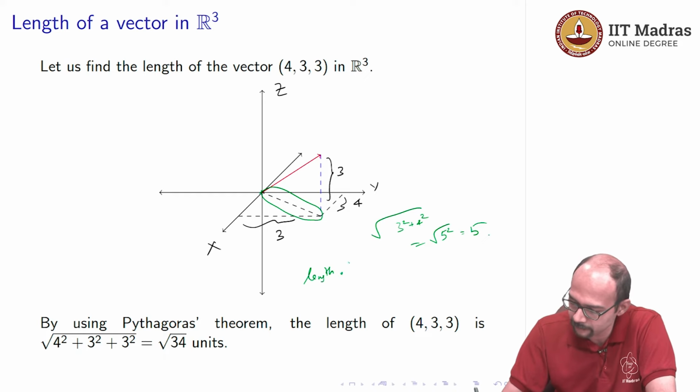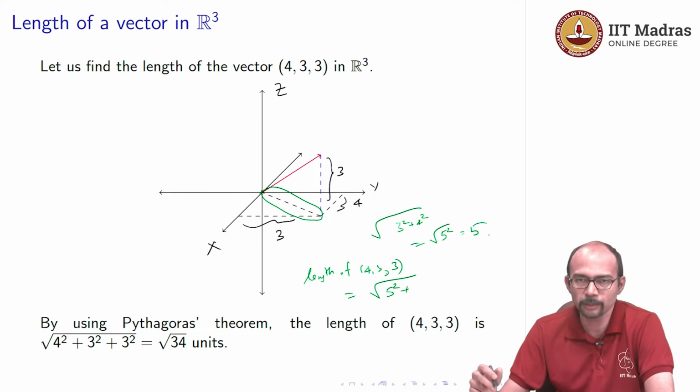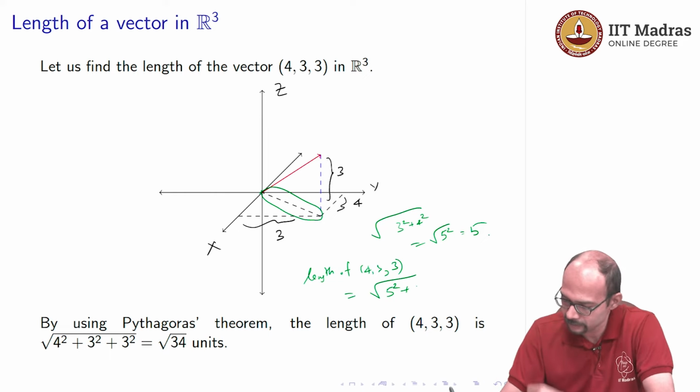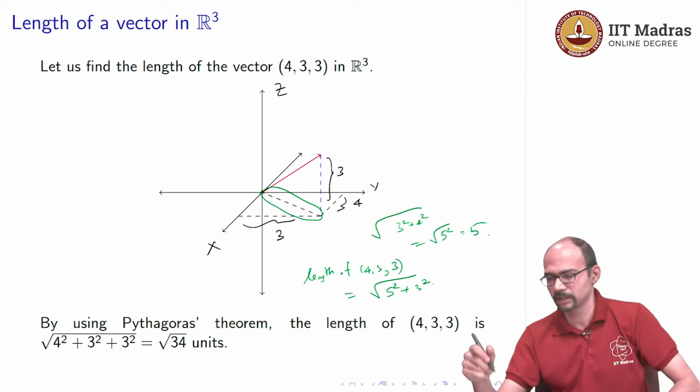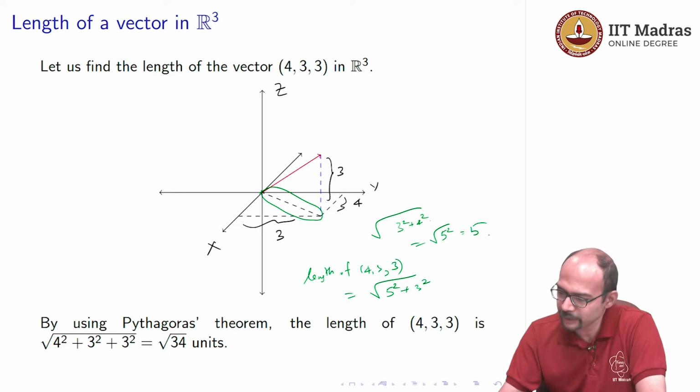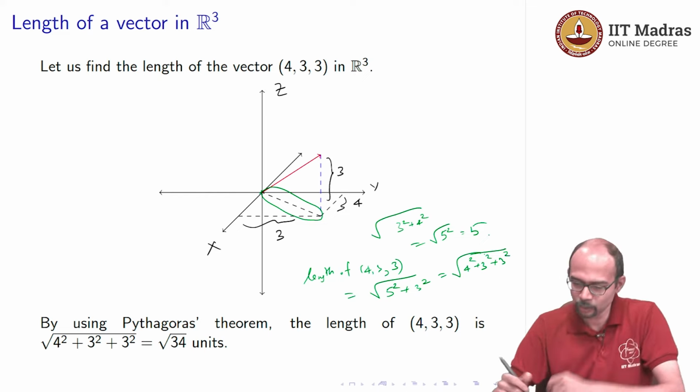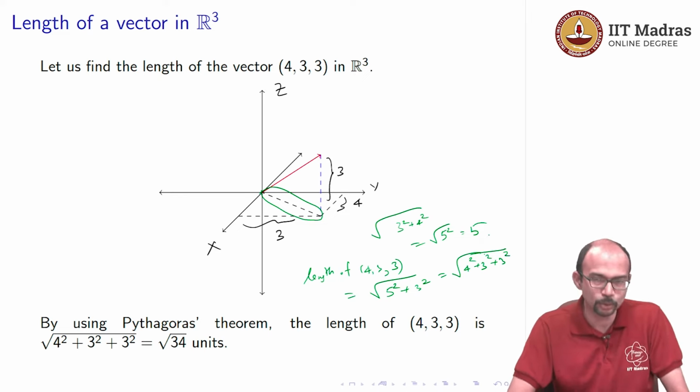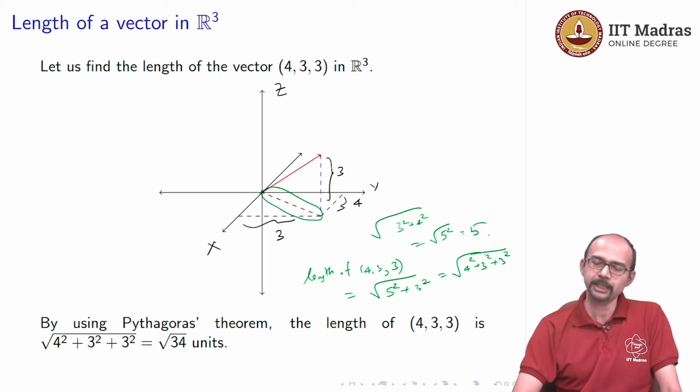So the length of (4, 3, 3) is the root of 5 squared, which is the length of the line in green, plus 3 squared, which is the length of the blue line. But 5 squared I can write as 3 squared plus 4 squared, which were the original x and y coordinates. So this is 4 squared plus 3 squared plus 3 squared, to keep with the notation, and then you can compute what that is. In this case it gives you root 34 units. So 16 plus 9 plus 9.